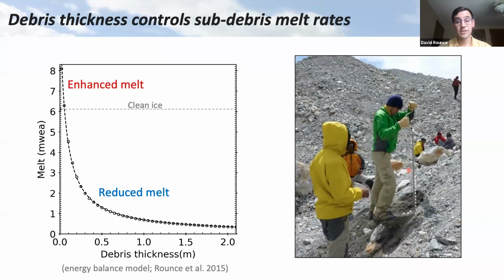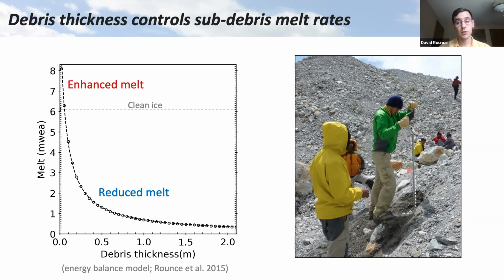The primary reason that we care about debris cover to begin with is because we want to know how it affects the subdebris glacier melt. It's very well known that the debris thickness controls the subdebris melt rate. A thin layer of debris on the order of a few centimeters will enhance melt, while thicker debris will insulate the underlying ice and reduce melt compared to clean ice. This is what the figure on the left is showing: the melt reduction on the y-axis for increasing debris thickness on the x-axis.